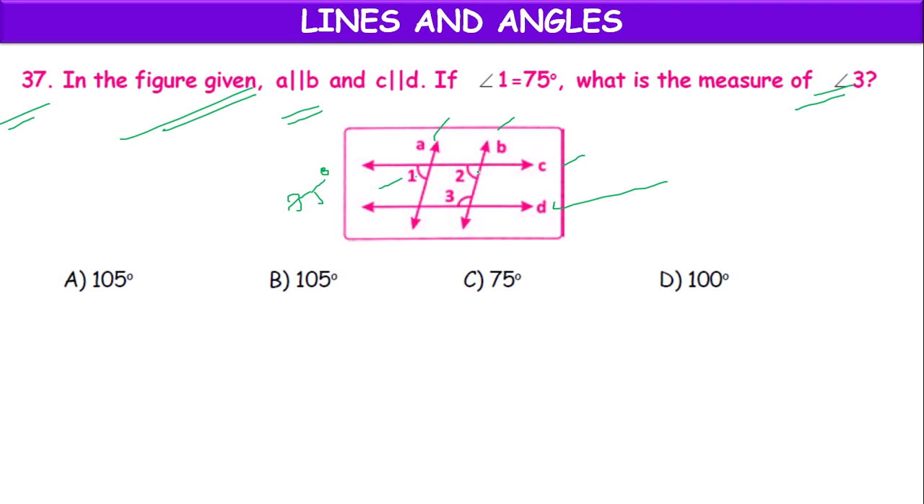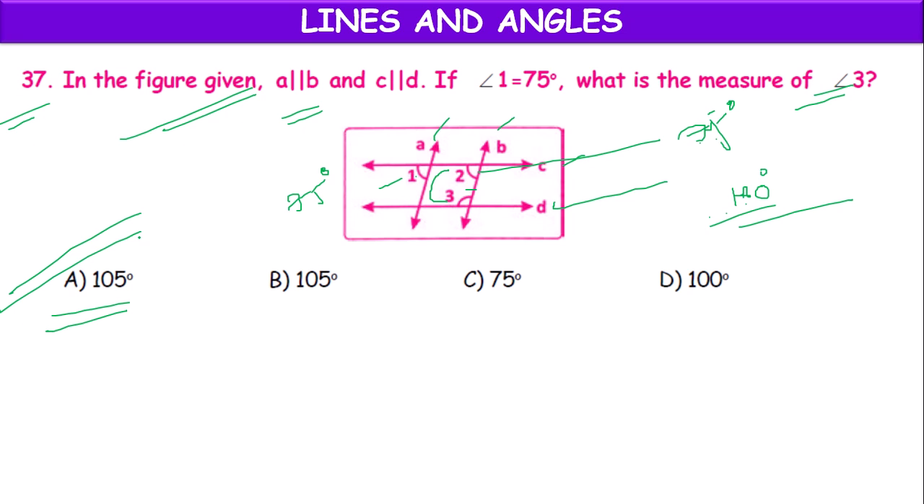If 1 is 75, 2 will be 75 because of the corresponding angles concept. These two are co-interior, so that sum will make 180. In 180, one angle is 75. What about the other angle? 180 minus 75, 105. Option A is right. Please change option B to 115, children. Both options are the same here. You can change B option. So option A is correct.